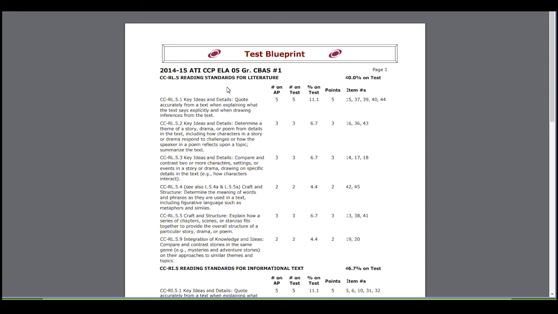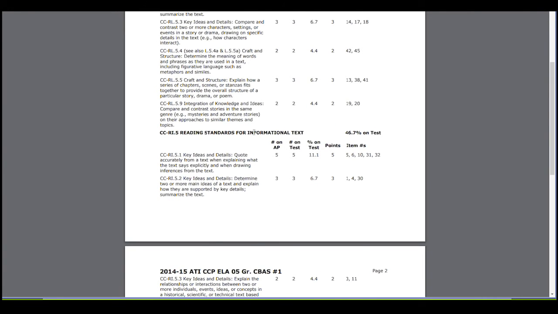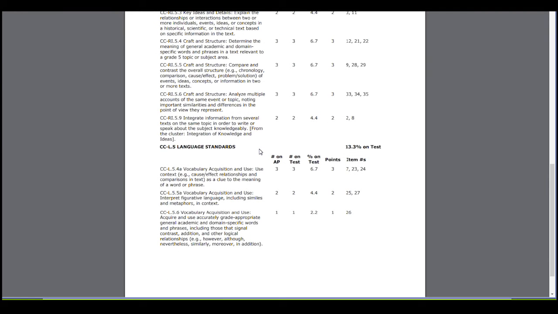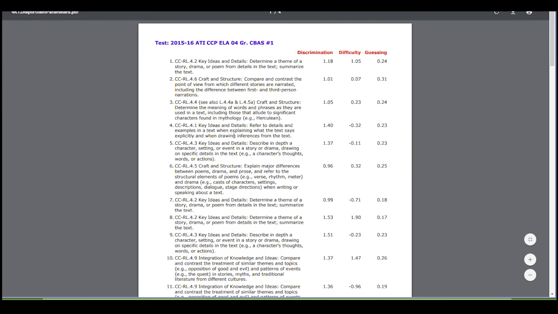About 40% are looking at reading standards for literature, 46% looking at informational text, and then we've got another 13% looking at language standards. For the item parameters, you get a little deeper view into what each standard, what each question is going to look like as far as discrimination, difficulty, and guessing factors.